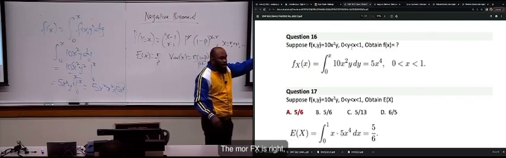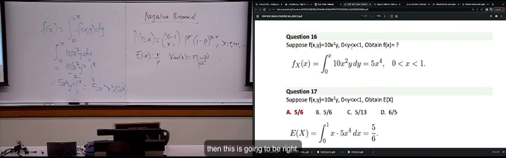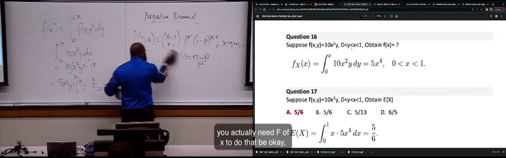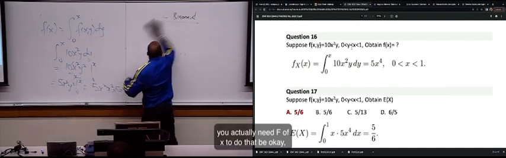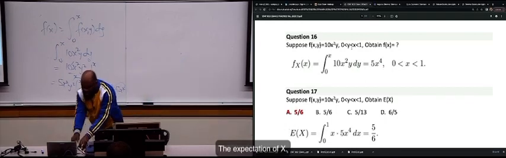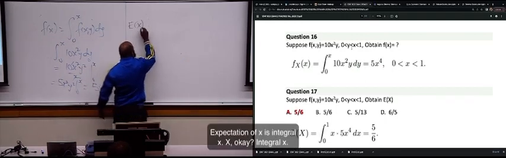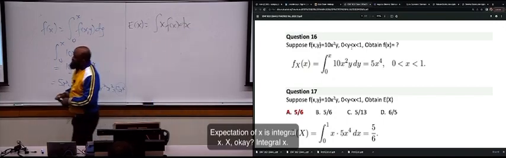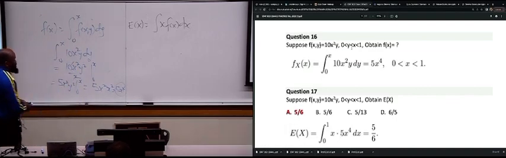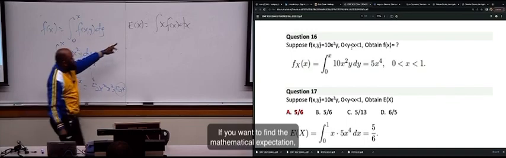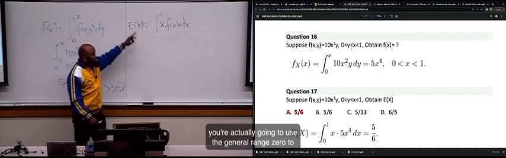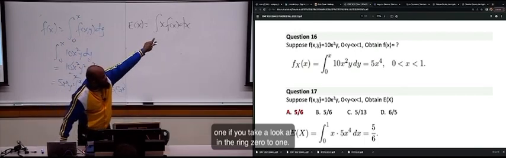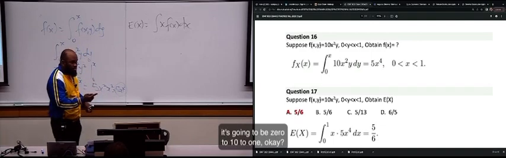The moment your f of x is right, then this is going to be right. Because if you want to find the expectation of x, you actually need f of x to do that. The expectation of x is the integral of x f of x dx. And the range, if you want to find the mathematical expectation, you're going to use the general range, 0 to 1. If you look at the range, you can see 0 to 1. But if you want to find the function, it's not going to be 0 to 1.